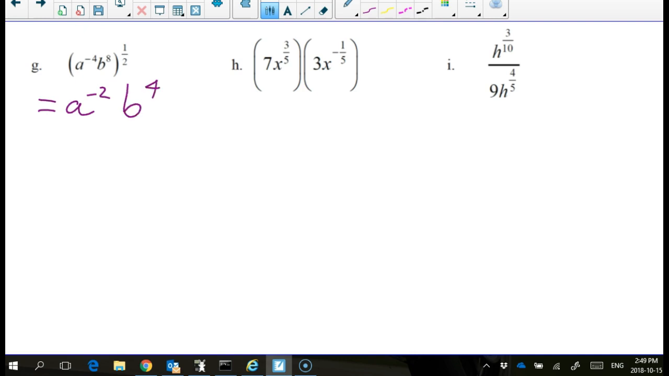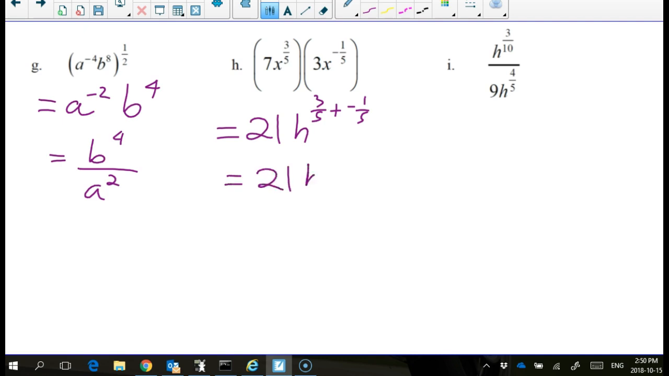What's this one? I would start off: it's a power to a power, so you multiply exponents. Negative 4 times a half is negative 2, but it says your answer should be expressed with positive exponents. So b to the 4th over a squared. This one, showing work: 7 times 3 is 21, 3/5 plus negative 1/5, 21h to the 2/5.